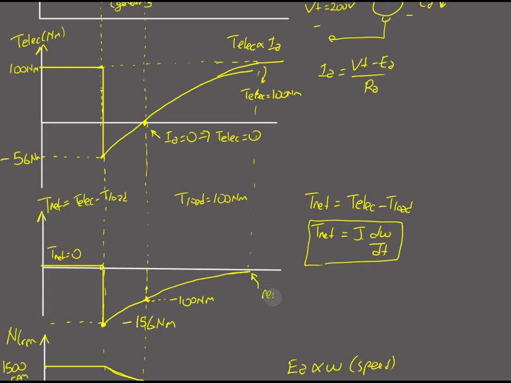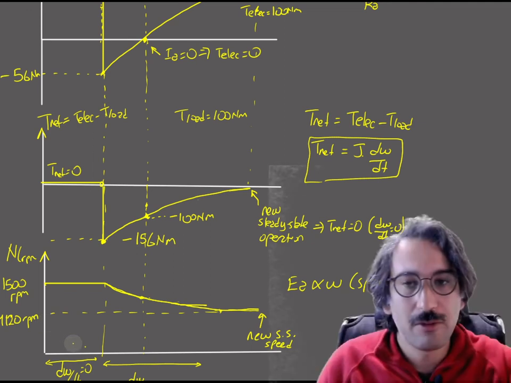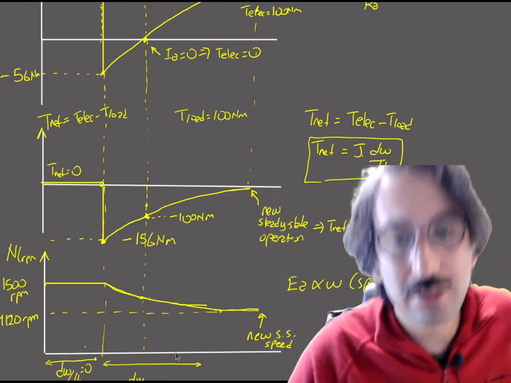At the new steady state operation, T net is zero, so that means d omega over dt is equal to zero, so the rate of change of the speed will be zero, so that means our speed has converged to the new steady state speed, 1120 RPM.